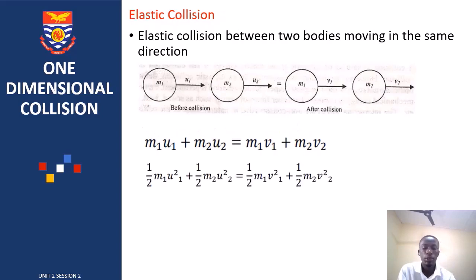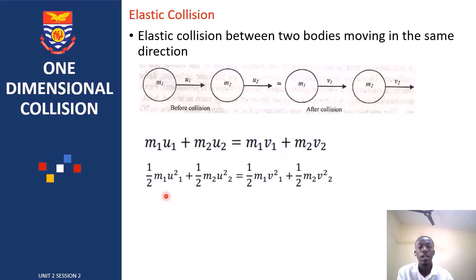With the elastic collision, we explained that elastic collision has both momentum and kinetic energy conserved, and also after collision the bodies don't stick together. So let's look at a situation where we have two bodies moving in the same direction. We know that before collision is always equal to after collision. So we get our mathematical expression as m1 u1 plus m2 u2 to be equal to m1 v1 plus m2 v2. And this is for the momentum conservation.